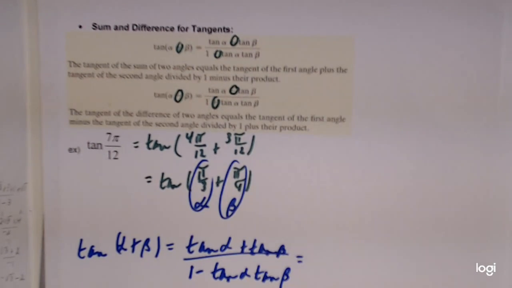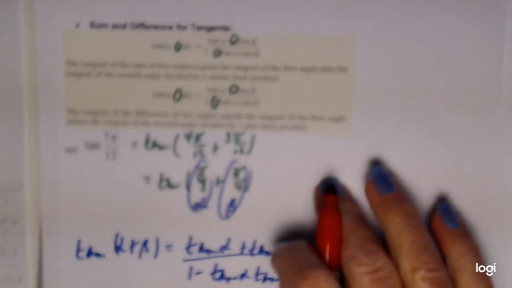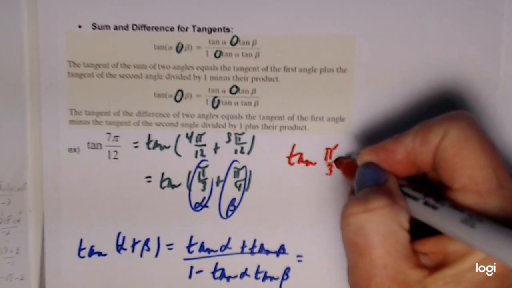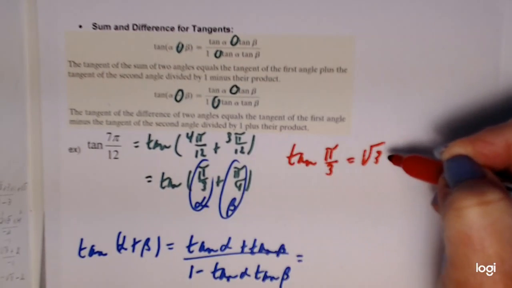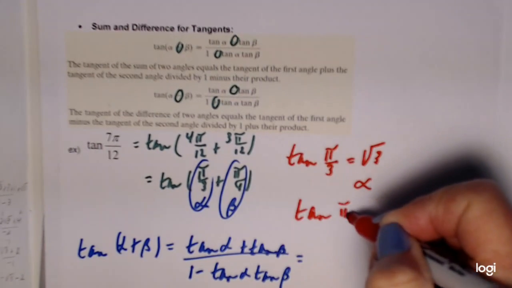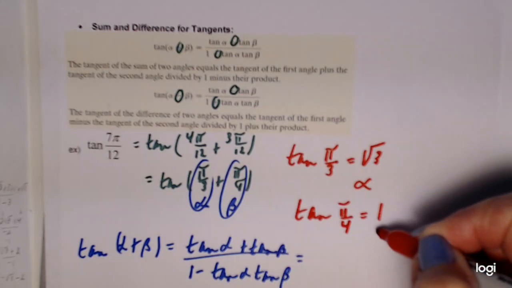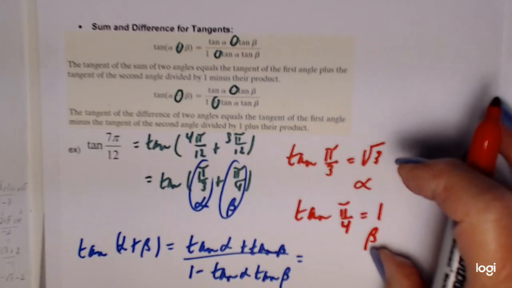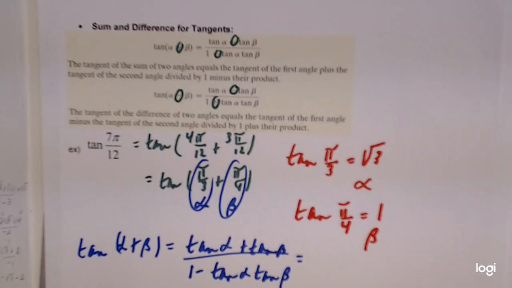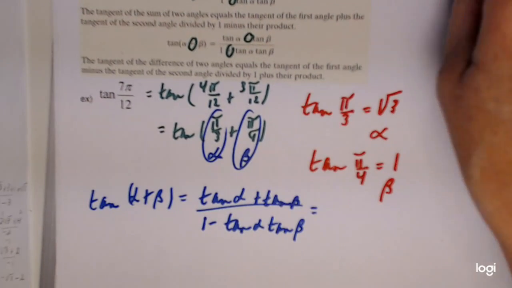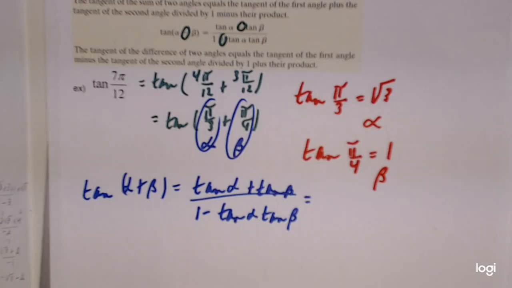So coming back over here, the tangent of pi over 3 is equal to square root 3. This is our alpha. And the tangent of pi over 4, this is 1. And this is what we're going to use for our beta. So we've identified the pieces. Similar to what we did for sine and cosine, we need to get the exact trig values for our angles. Now we can substitute them back into this formula here.